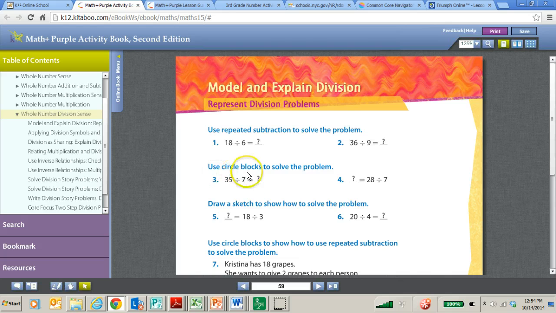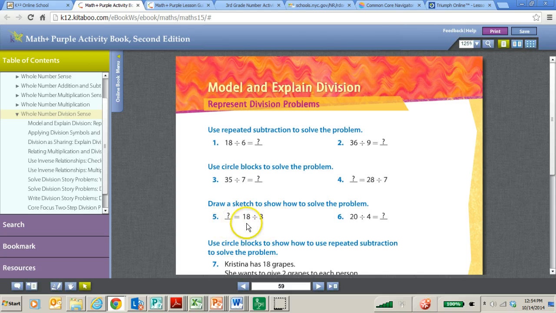This is where it says use circle blocks to solve the problem. So basically that's kind of like this. Instead of counting back, they're going to divide it up within the circles. So we have 35 and we divide it into 7 circles. How many are in each circle? Draw a sketch to show how to solve this problem.